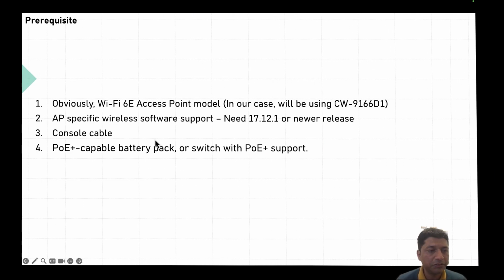The third point is about the console cable. Why do we need a console cable? Because once you join the AP to the controller, you will console into the AP and make sure the AP has the latest version, which is 17.12.2, which is nothing but your controller version. After that, you will execute one magic command to convert to the site survey mode. I will cover that in a later slide. And the fourth point is the power source. You need either a PoE Plus capable battery pack, or a switch with PoE Plus support.